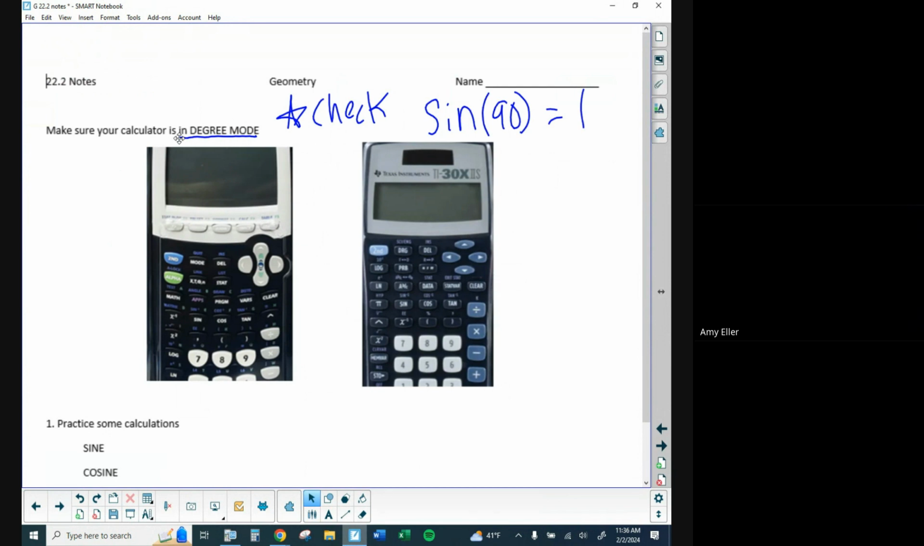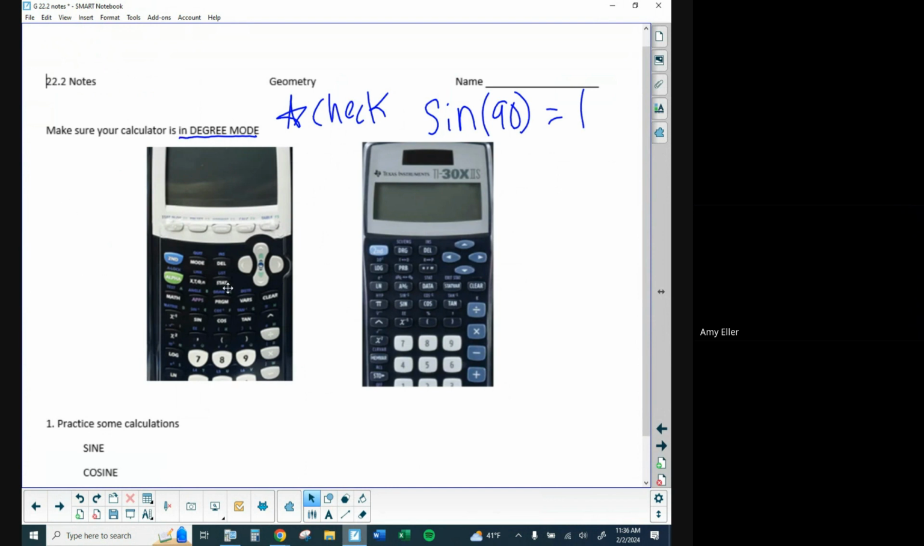If you borrow one of mine, just know somebody may change it for a different class. Or if it gets reset, they automatically reset to radian, and we don't want that. So every time you grab a calculator, even if you used it last, it's always good to double check it so you don't get all the wrong answers. I will do my best to remind you on quiz and test days to be in degree mode, but it is on you to make sure you're there for every notes, homework, all that stuff.